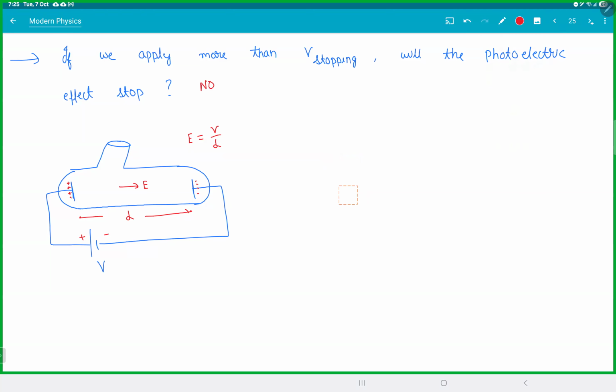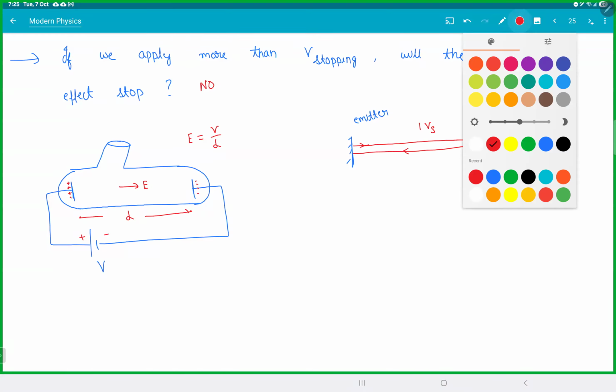Then what happens exactly? What happens is, when you take your emitter plate and your collector plate, and if you apply exactly 1 times the stopping potential, the electron will go, and just before touching the collector, it will make a U-turn and will come back. So electrons are coming out. They're just not reaching the collector. This is 1 times the stopping potential. And let's say it has traveled distance d.